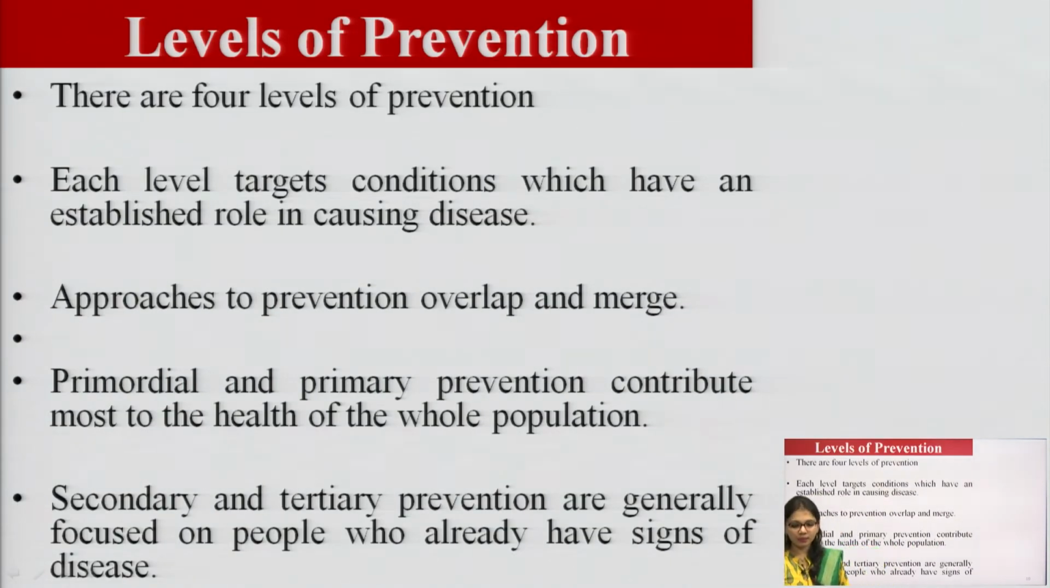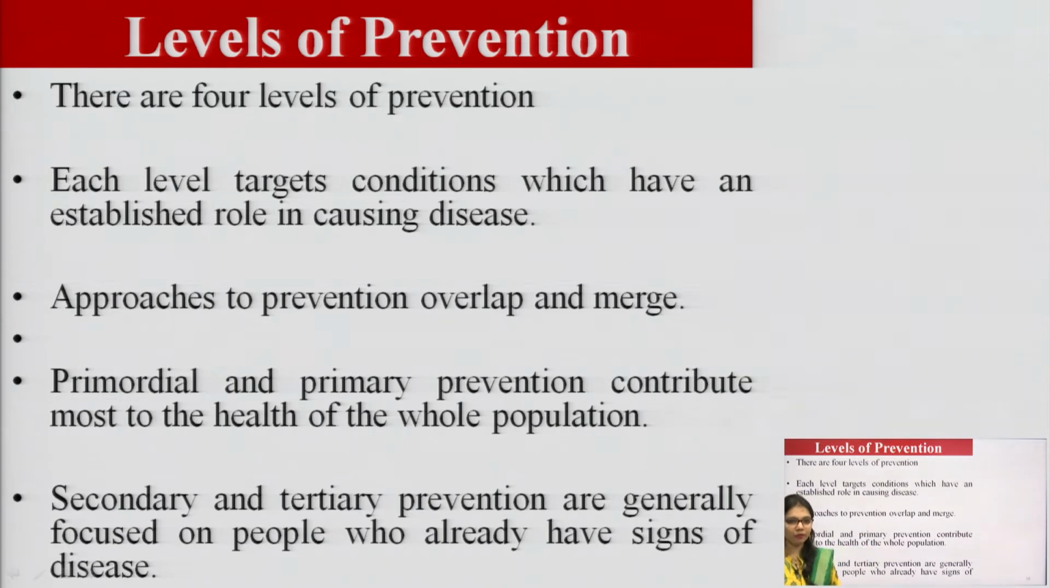Now these are some levels of prevention. There are 4 levels of prevention. Each level targets the conditions which have an established role in causing the disease. Approaches to prevention overlap and emerge. The first one is primordial, the second is primary prevention, the third is secondary prevention, and the fourth one is tertiary prevention.